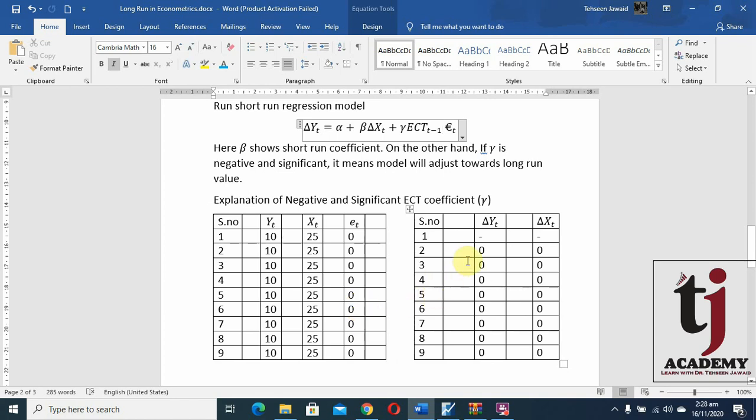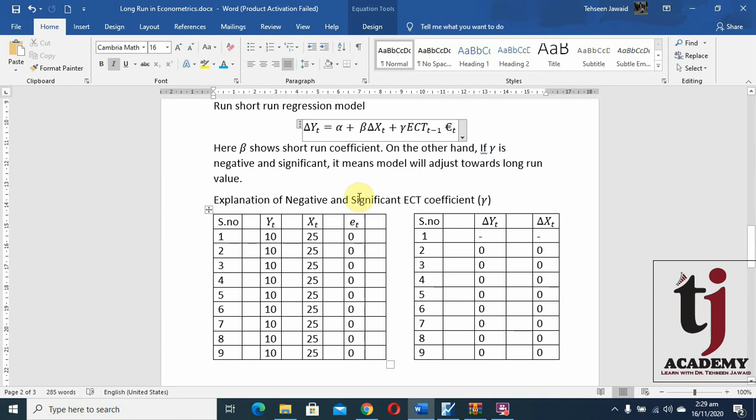In the second table, we can see the difference between y values in each period. So all the differences would be 0, or the same values of the variables would show the long run state or long run equilibrium.